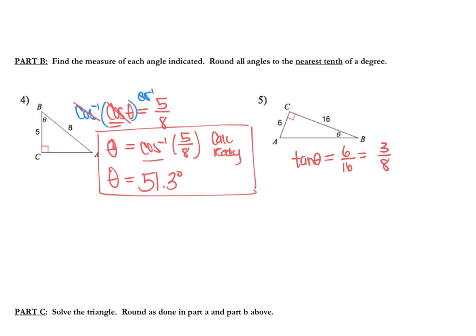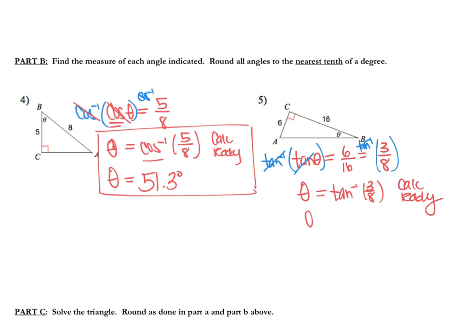So to get theta by itself, we're taking the inverse tangent of both sides, so that the inverse tangent and the tangent cancel each other out, and we're just left with theta. So theta equals the inverse tangent of 3/8. That's calculator ready. And I'll plug this right into my calculator, and we get 20.6.